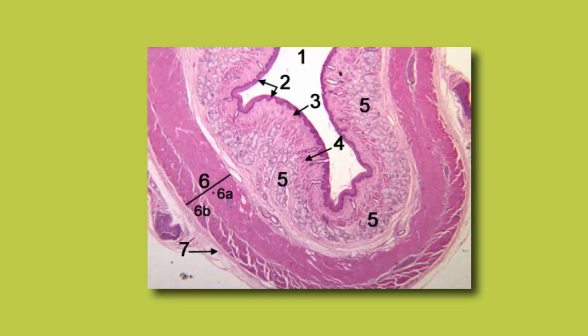Number 5 is the submucosa, and we see a lot of submucosal glands, and these glands produce a lot of mucus. The 6A and 6B are the two layers of the muscularis externa, and number 7 is the adventitia.